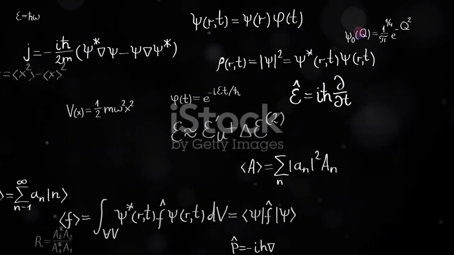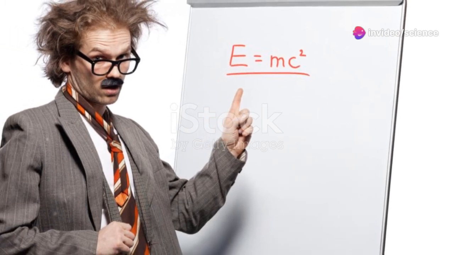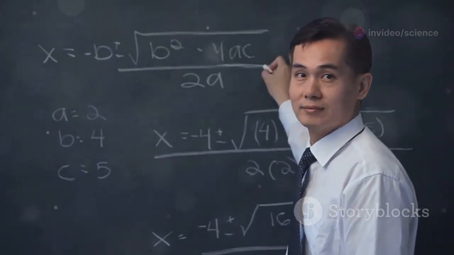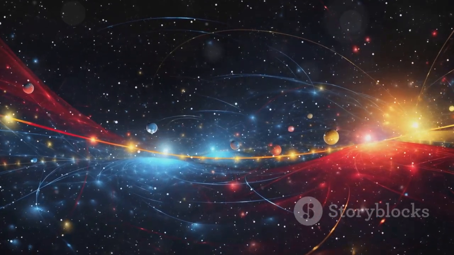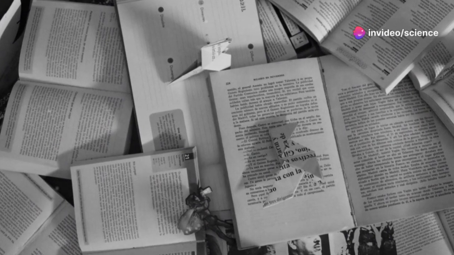Section 7. Erwin Schrödinger and the wave function. Erwin Schrödinger made a significant impact on quantum mechanics. He introduced the concept of the wave function. This mathematical function describes the probability of finding a particle in a given space. It became a central element of quantum theory.